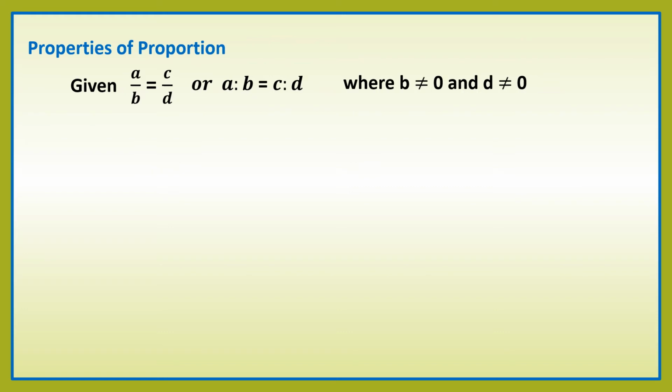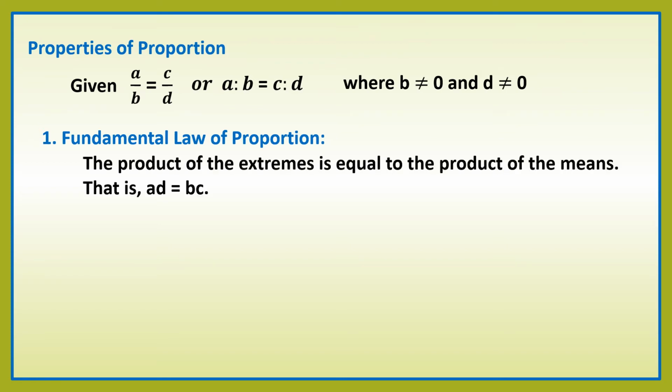Let's have now the properties of proportion. Given A over B equals C over D, or A is to B equals C is to D, where B is not equal to 0 and D is not equal to 0. Number 1, fundamental law of proportion: the product of the extremes is equal to the product of the means. That is AD equals BC.